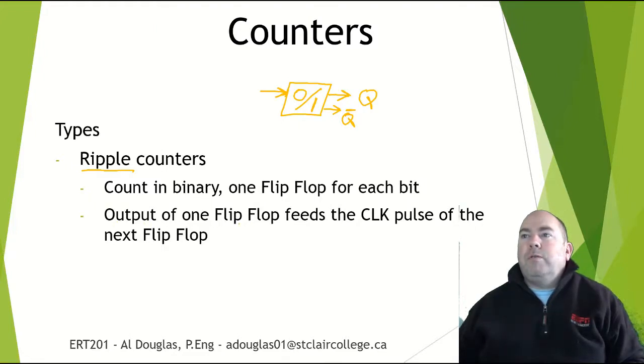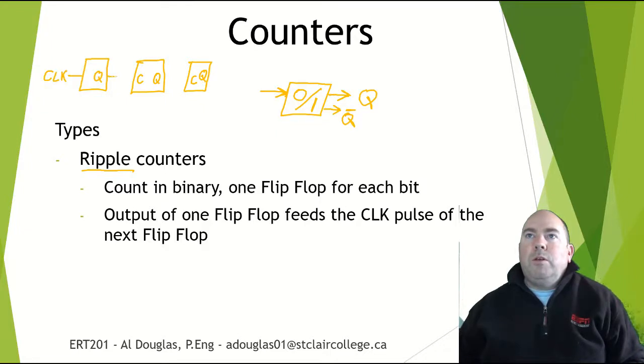The output of the flip-flop feeds the clock pulse of the next flip-flop in a counter. So basically what we're going to do is string together a bunch of flip-flops. Remember, this has a clock coming in, which I represent by C, and we have an output called Q. Then we take this output Q and connect it to the clock of the next one. And that is how we are able to perform a count.